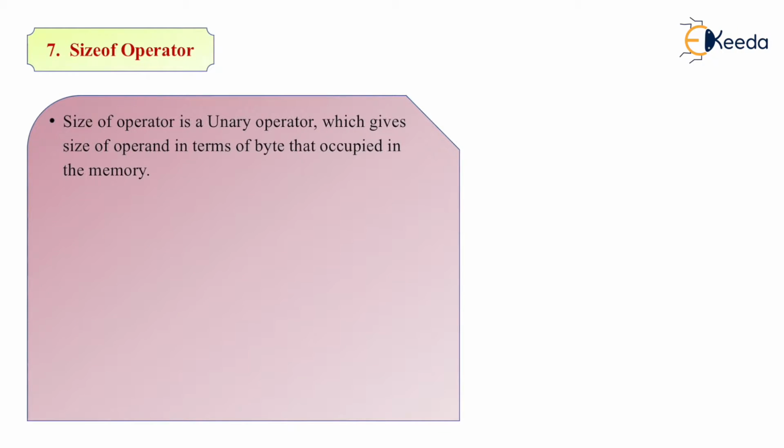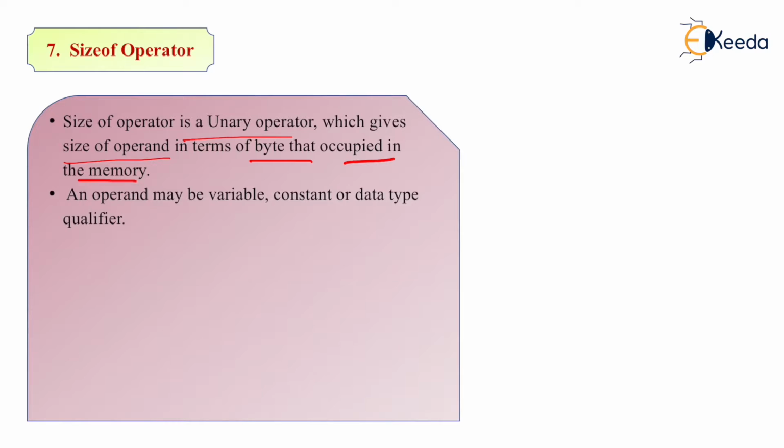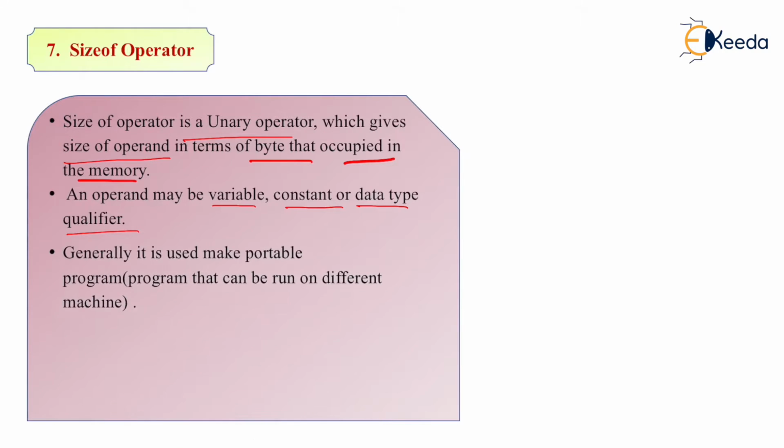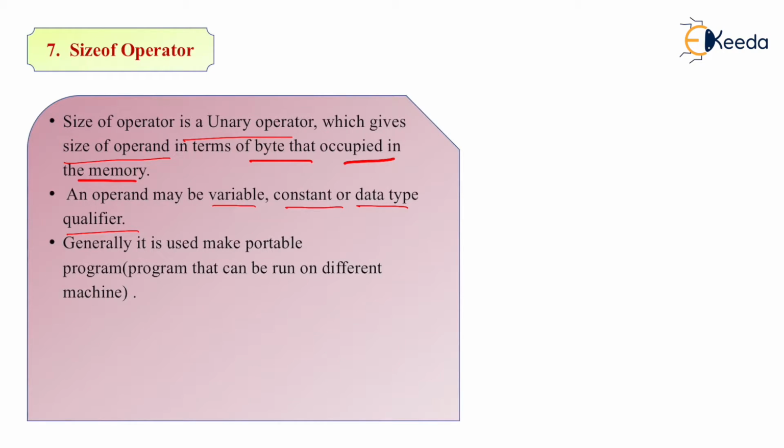The seventh operator is the sizeof operator. The sizeof operator is a unary operator which gives the size of an operand in terms of bytes that can be occupied in memory. An operand may be a variable, constant, or a data type qualifier. Generally, it is used to make a program portable.